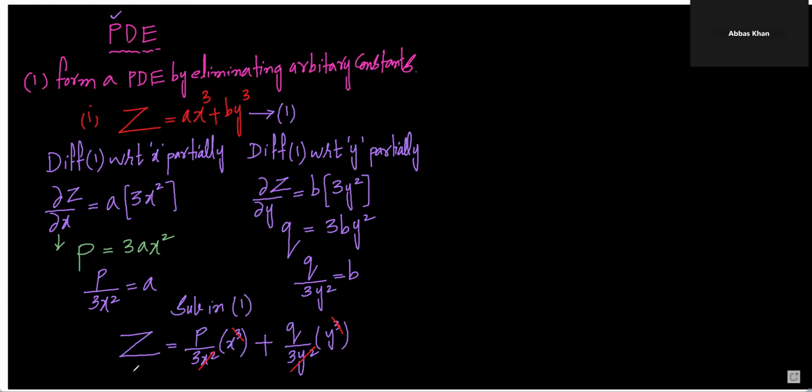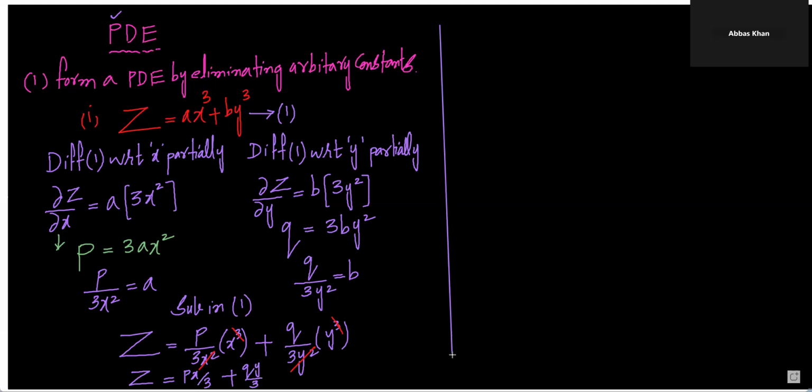Tell me, z is equal to. Come on, tell me. px by 3 plus qy by 3. That is the answer of this question. That's it. You got it. So what do you call this topic? Differentiating equation number 1 partially and eliminating arbitrary constants. Differential equation is the very first question of your question paper.